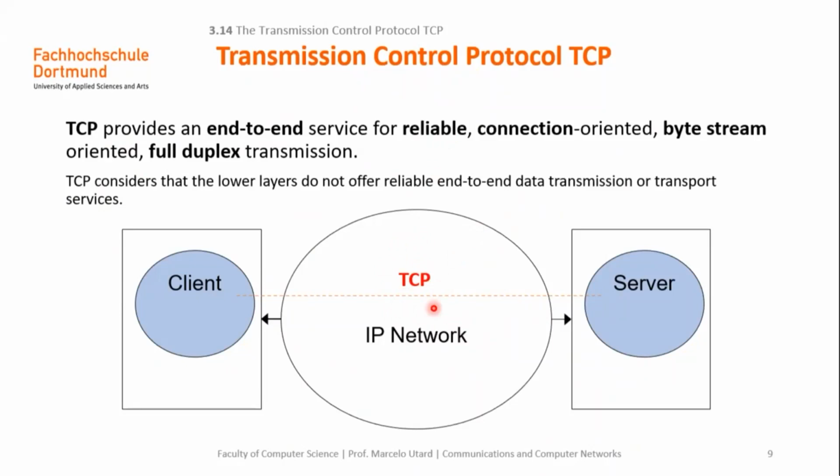In order to control some aspects such as the sequence of the messages, we will see that it's important to establish a logical connection, in order to establish the state variables, the parameters, of the state machines that control, for instance, the sequence of the messages. That's why we need to establish connections, and that's why this protocol is connection oriented.